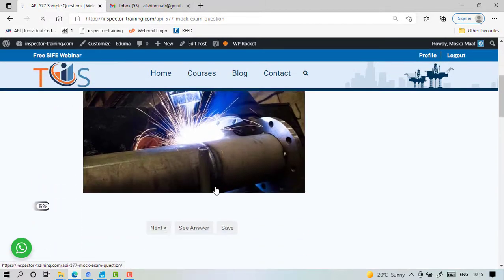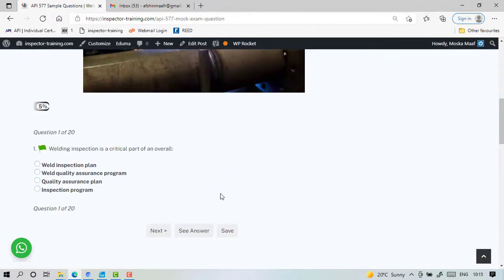Okay, let's go to our sample question. We have designed our questions as in the API environment, so you can see question 1 of 2. And our mock exams are timed. Here we show the percentage, previous and next, and see answer, and you can save it, and there is a flag here. So if you flag it, you can go back to it, same as API. So start with question 1.